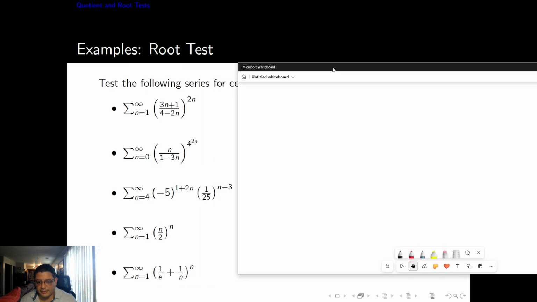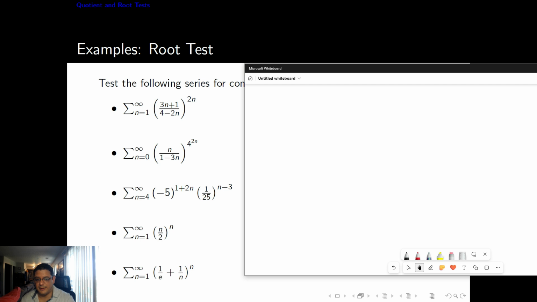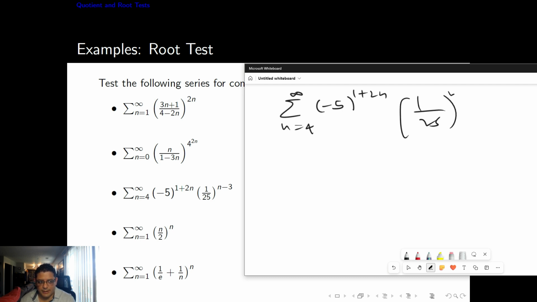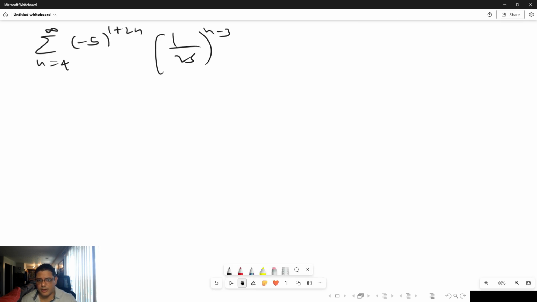Now let's go to the next example. We have here something that looks very similar to a geometric series. Probably I could just rearrange exponents here. I have minus 5, 1 plus 2n, and 1 over 25 to the n minus 3. There's a lot of clutter in this series, so I can probably rearrange it. Let's actually do that.